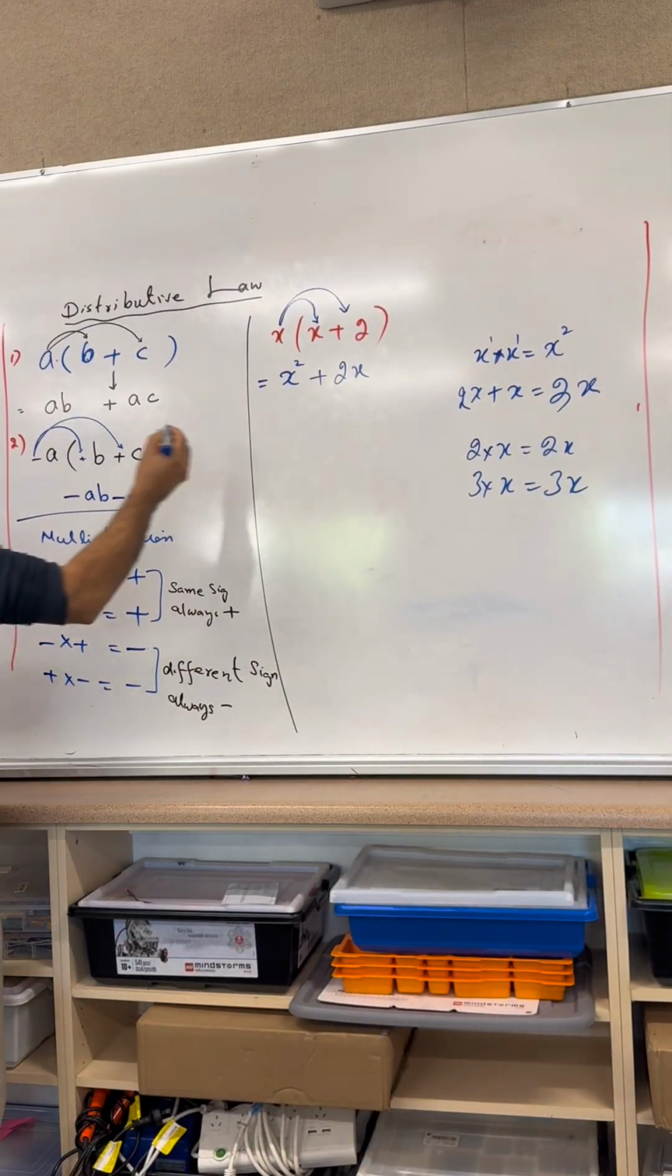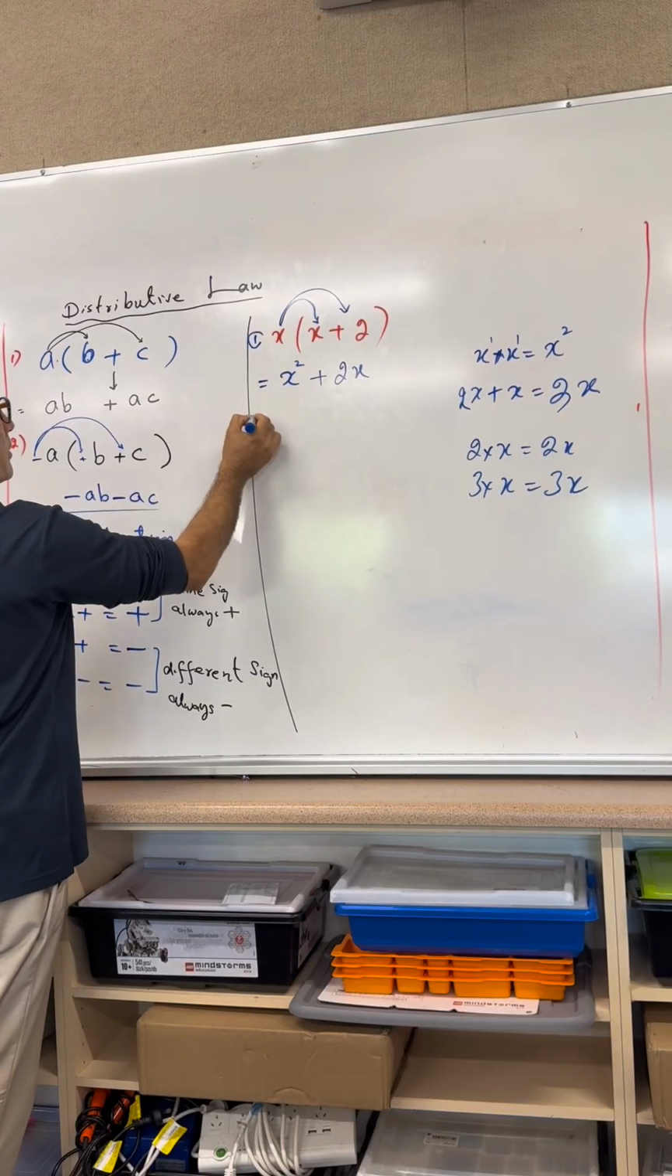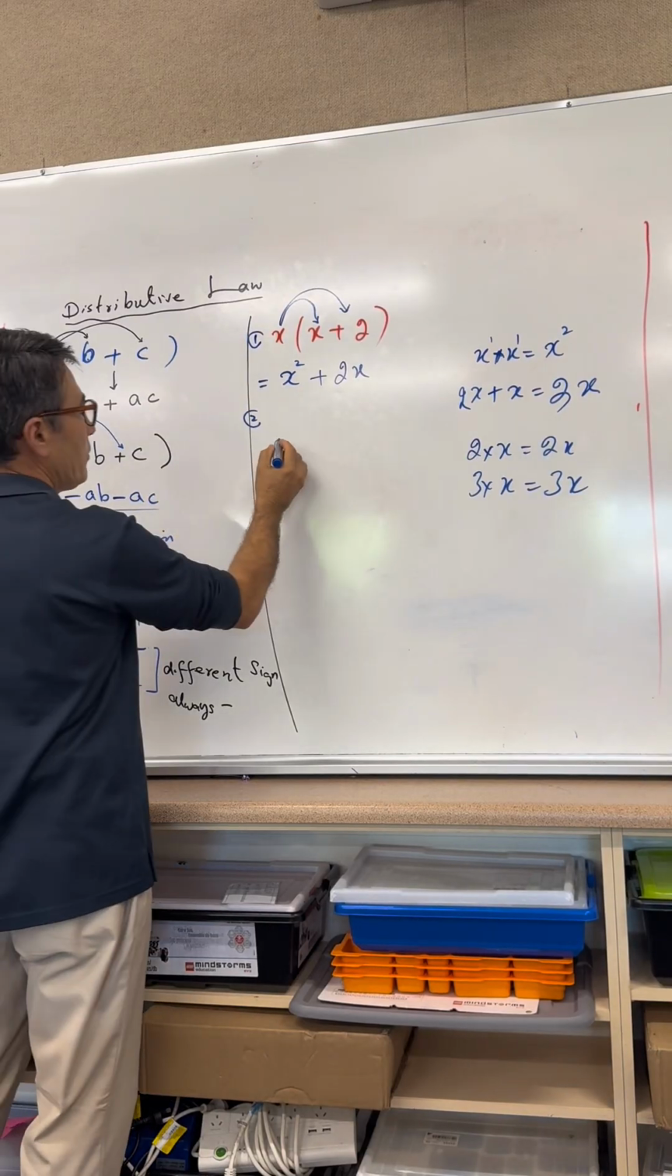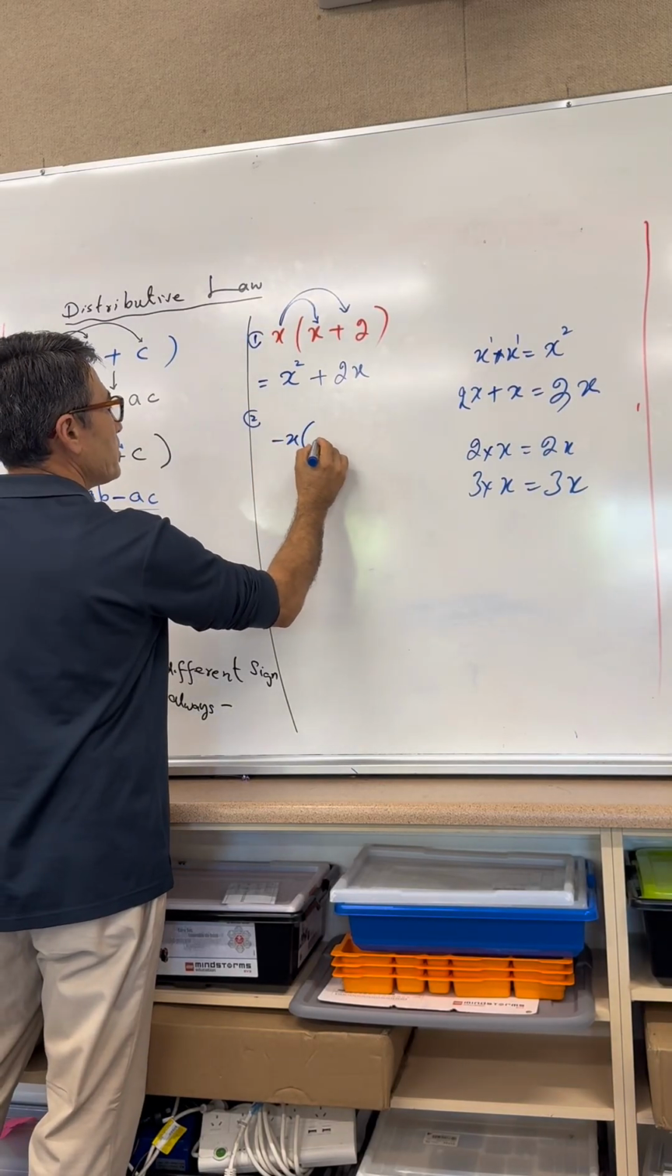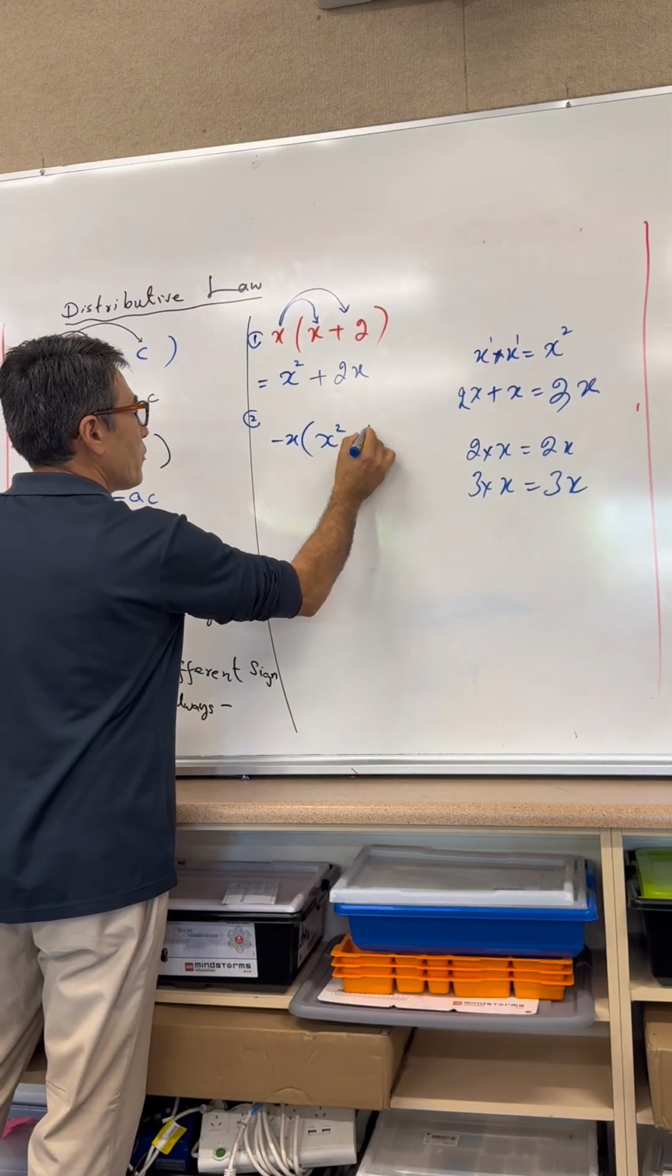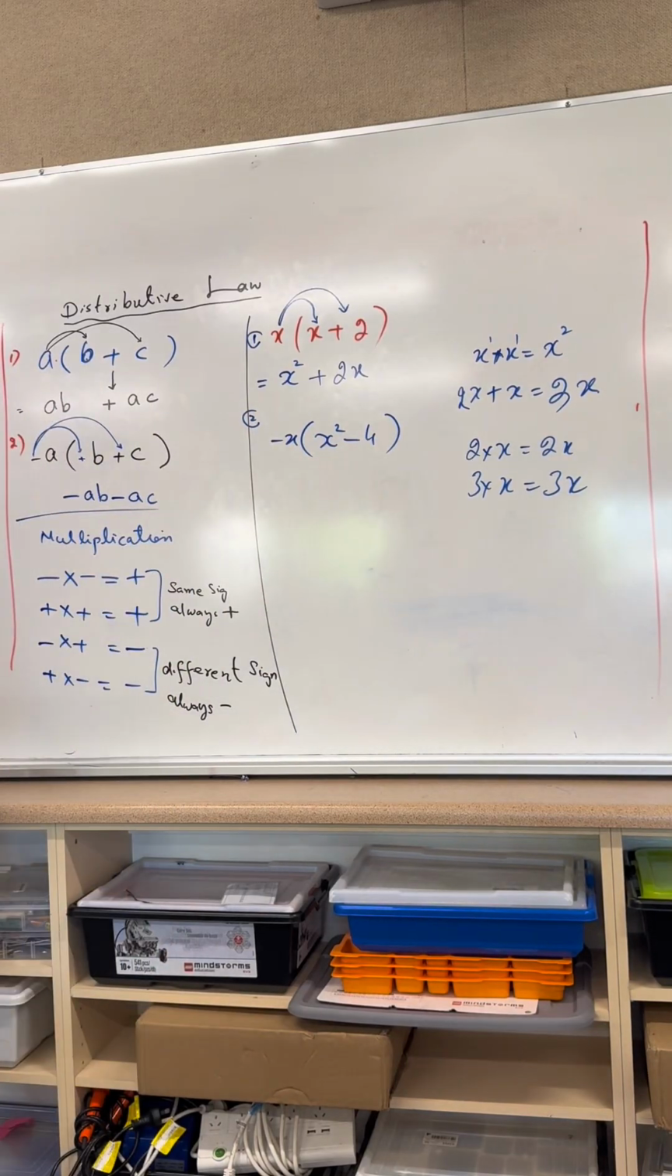Okay, let's take another example of this. If I have negative x and then I have x squared minus 4, we need to open the bracket now.